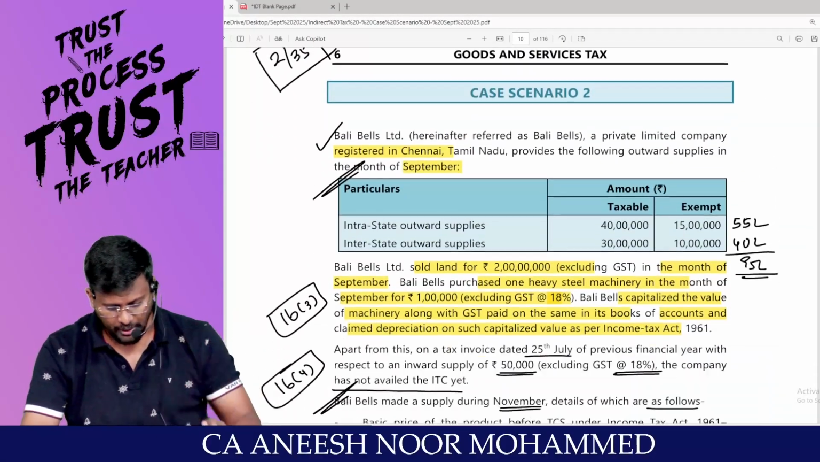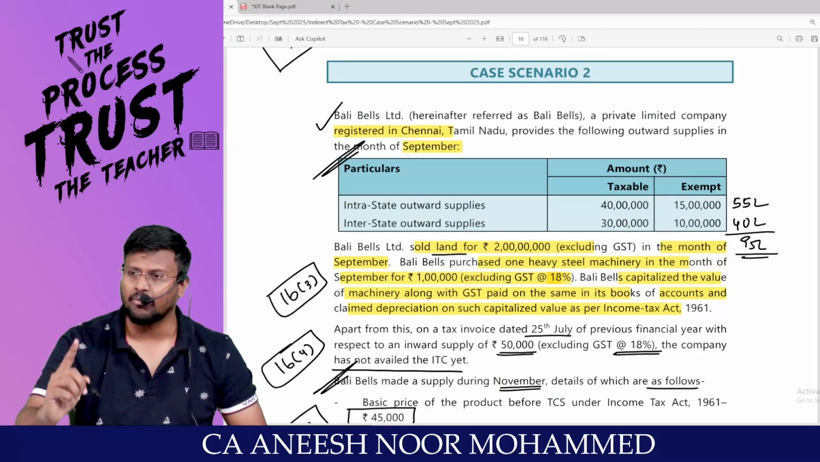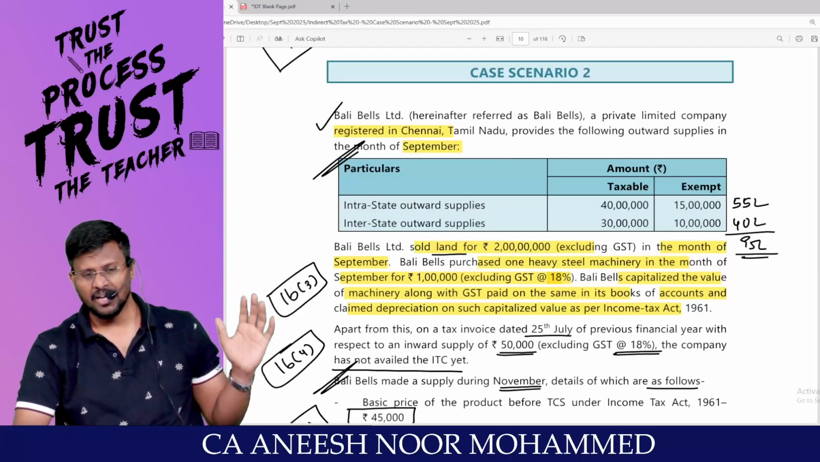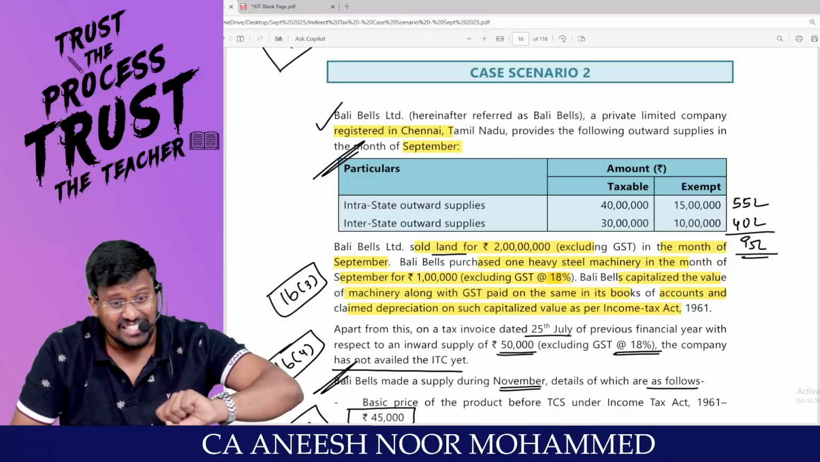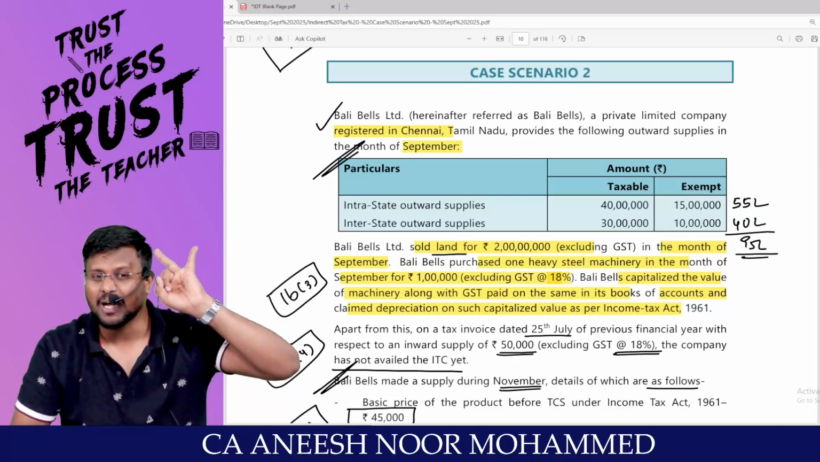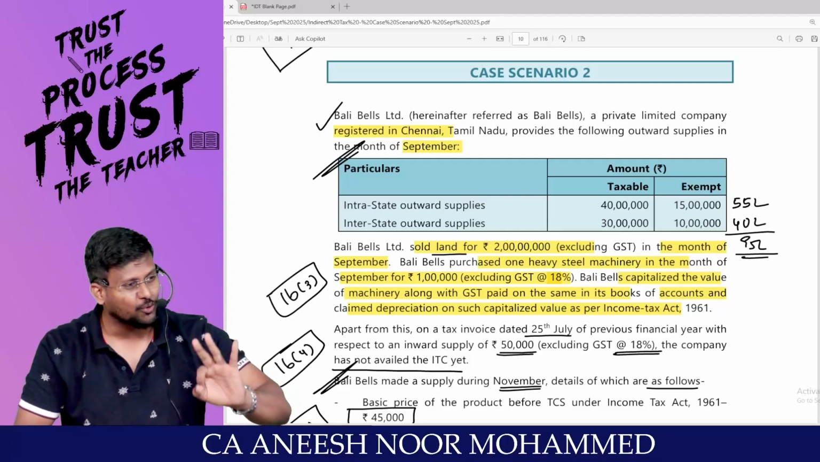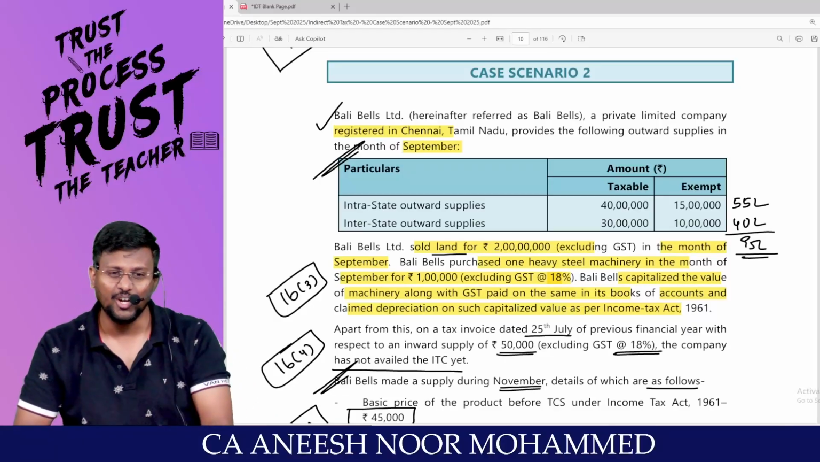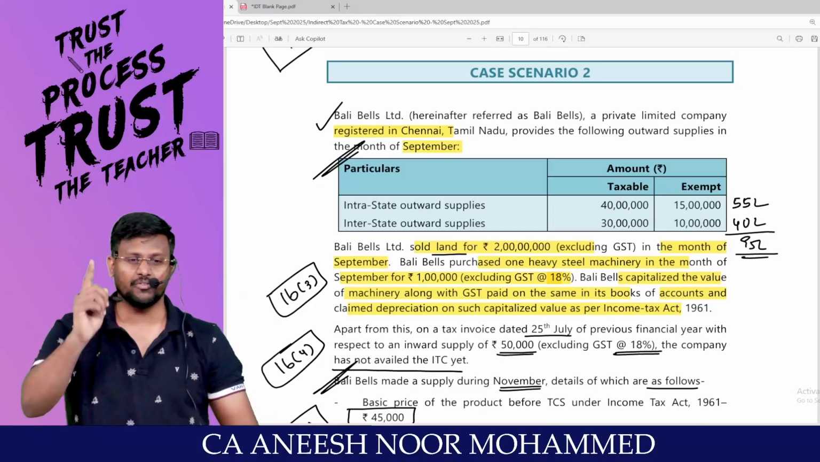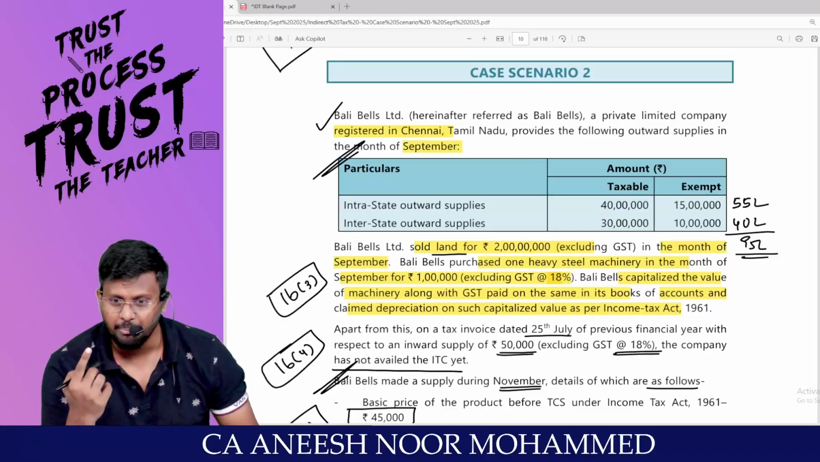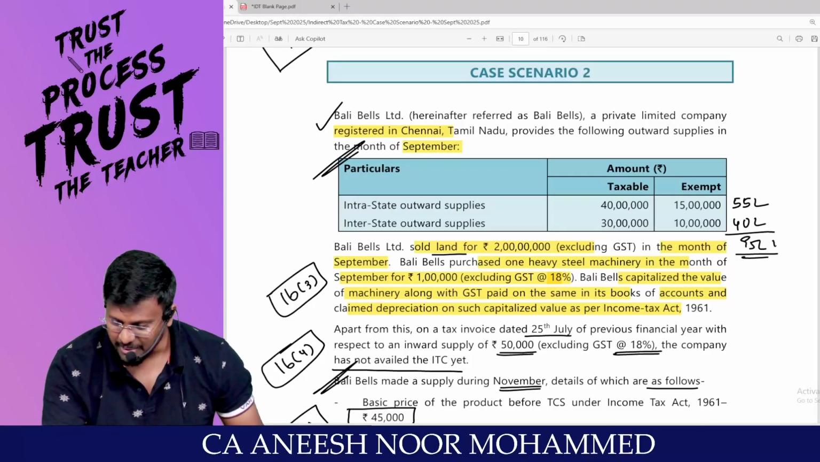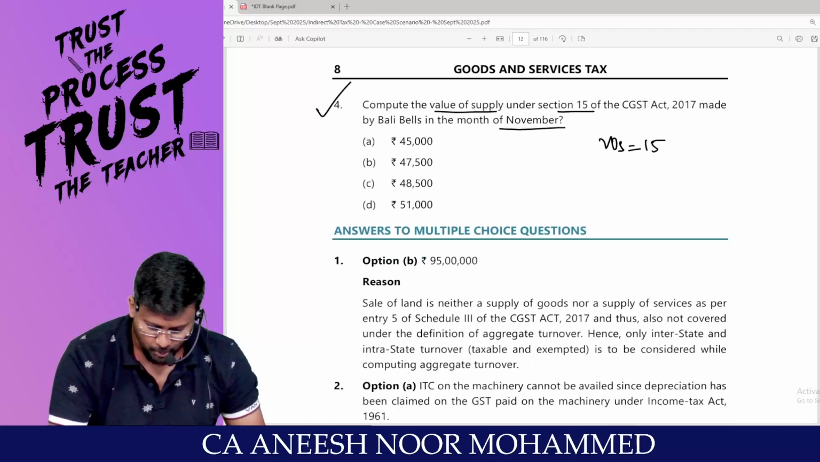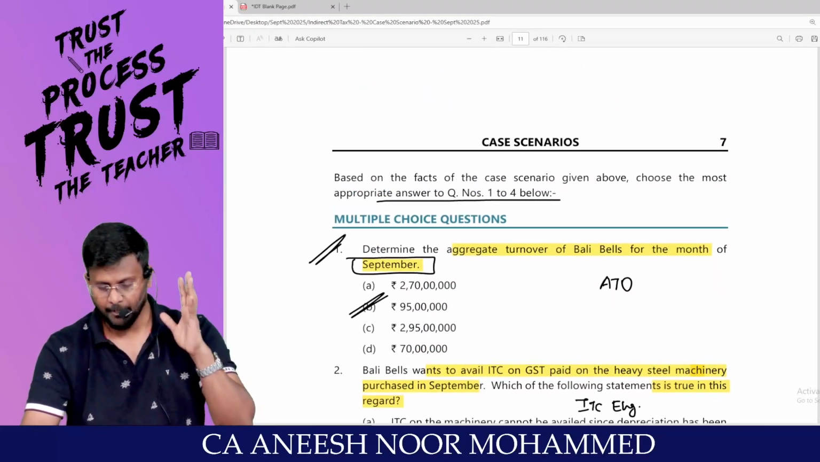Right, sir? You tell me, sir, sale of land is an item covered in Schedule 3. Schedule 3 means neither supply of goods nor supply of services. Sir, aggregate turnover includes exempt supply, interstate supply, export of goods or services or both, and taxable supply. Land is not at all a supply. Hence, it will not be included in the definition of aggregate turnover. What a beautiful knowledge we are having. That means 95 lakhs is the aggregate turnover. Sir, for question number 1, option B should be the answer. 95 lakhs. Accepting? Coming.